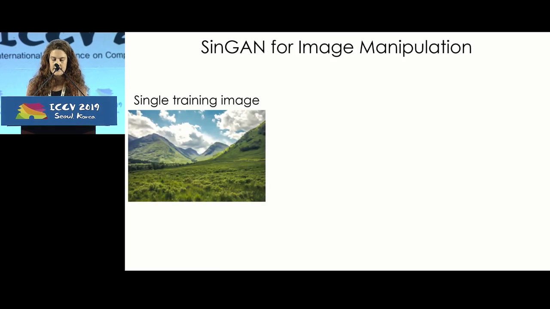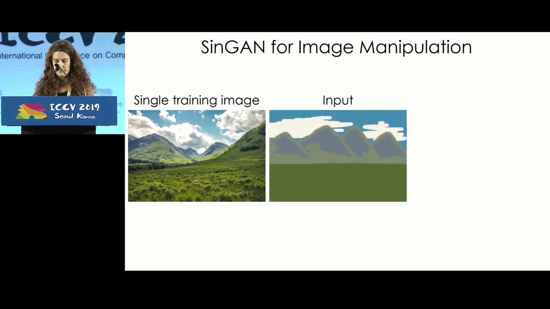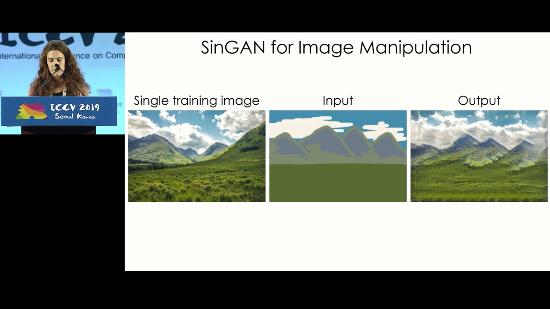For example, we train SinGAN on this image and then inject this painting into the second coarsest scale. The result is a realistic image that contains the global structure of the painting, but the appearance of the training image.